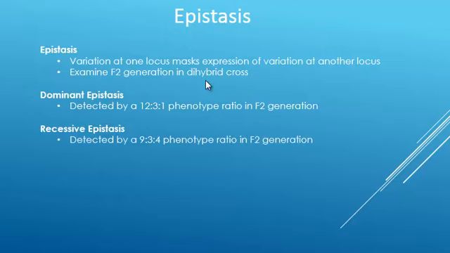Whereas for recessive epistasis, where a recessive combination of alleles is blocking the expression of a trait from another locus, that will be detected by a 9:3:4 phenotype ratio in the F2 generation. In both cases of epistasis, we'll only find 3 types of phenotypes rather than 4 as we typically get in independent assortment.